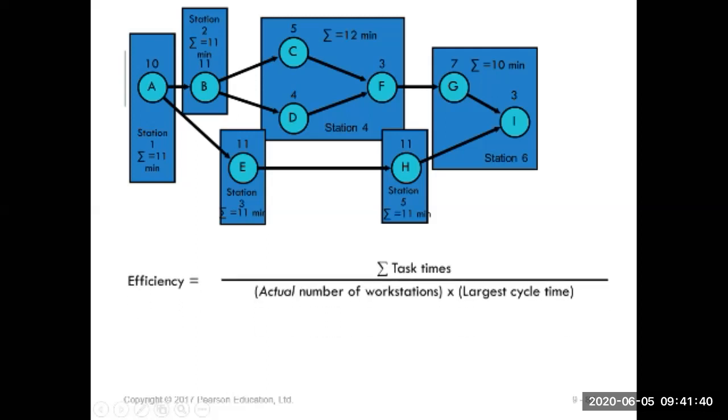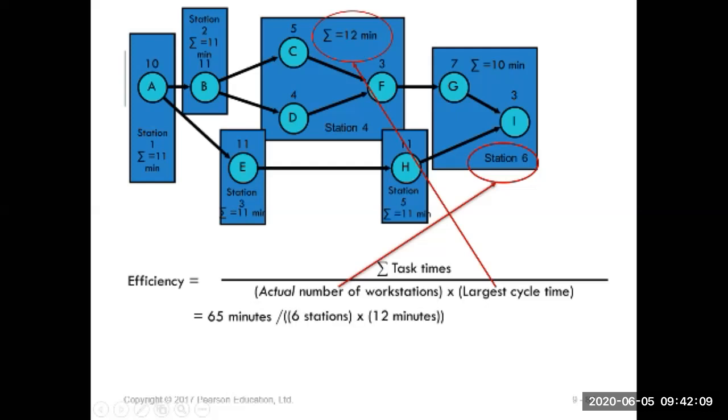Calculate the efficiency: total task time divided by the actual number of workstations times the largest cycle time. The task time is 65, as before. The actual number of workstations is 6. The largest cycle time, you can see 11, 11, 11, 12, 11 and 10, so the largest one is 12. So 65 divided by 6 workstations times 12 equals 90.3%. So the efficiency of this line is about 90.3%.